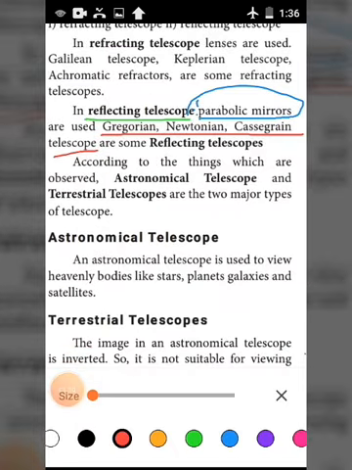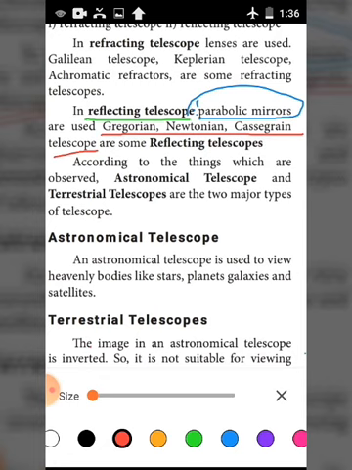The next type, a reflecting telescope. The reflecting telescope is made up of parabolic mirrors. Examples are the Gregorian telescope, Newtonian telescope and Cassegrain telescope. These are examples of a reflecting telescope.